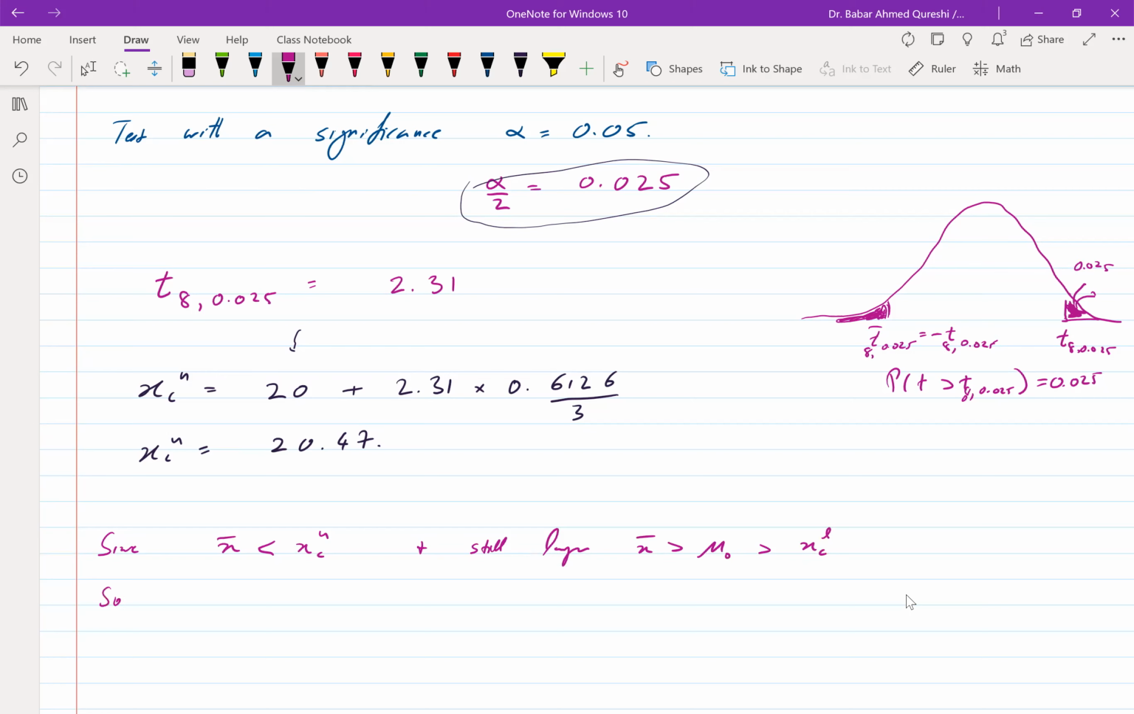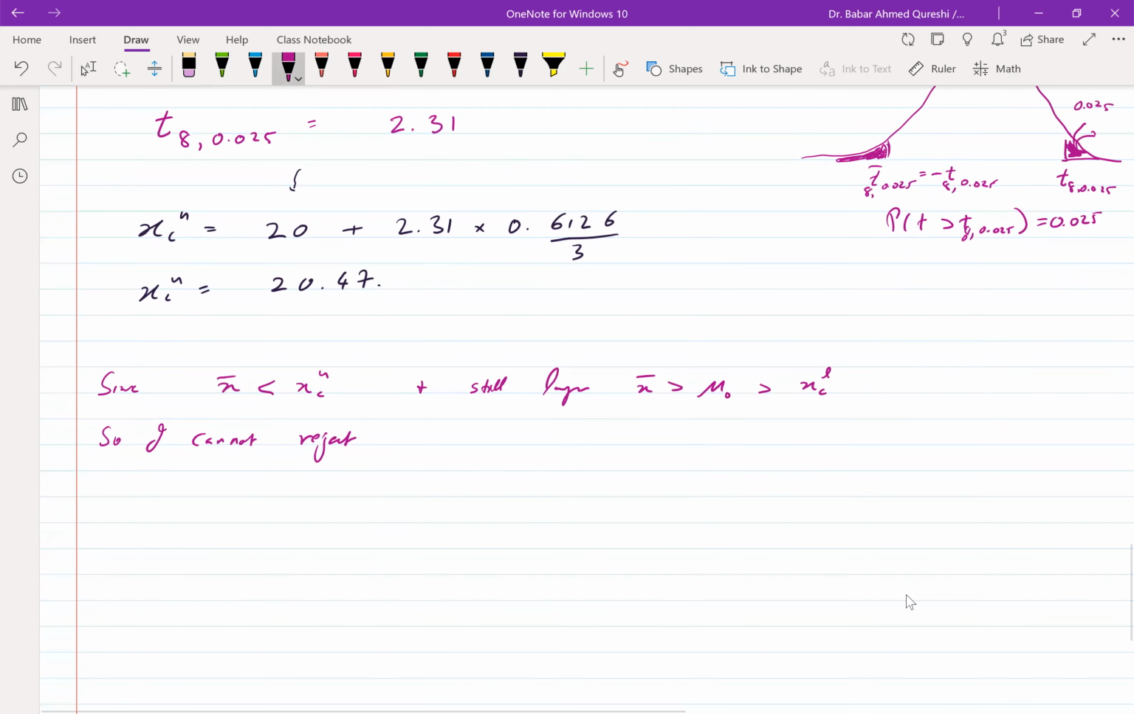So I cannot reject, because I could reject if x bar were greater than the upper critical value. It's not. Or if it were less than the lower critical value, but it's bigger than the lower critical value and it's less than the upper critical value, so I cannot reject H naught at significance 0.025.